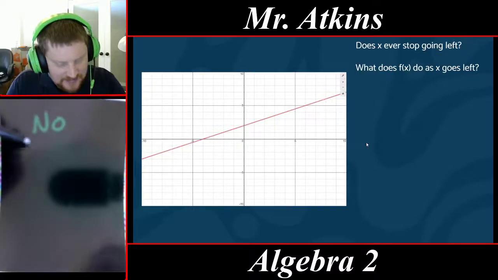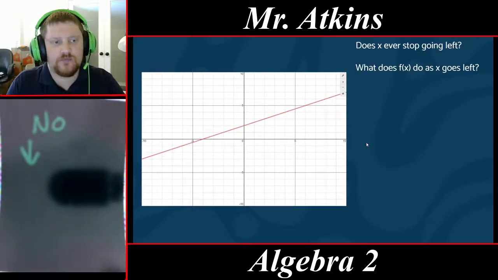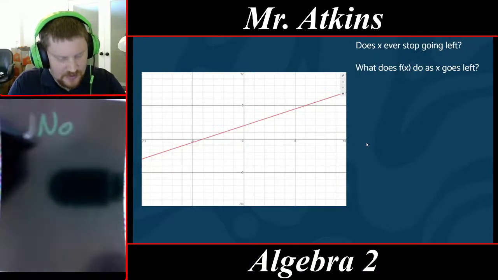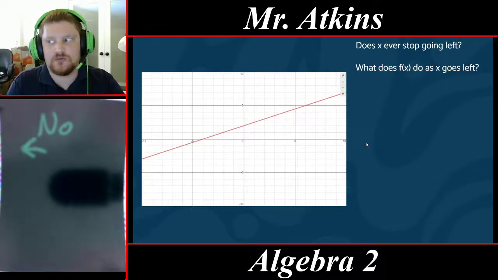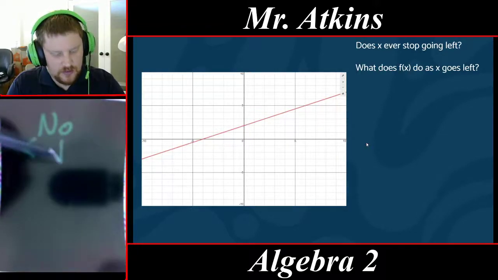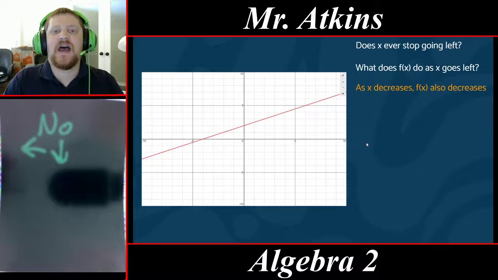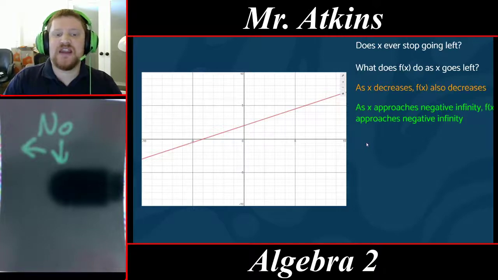As x moves to the left, what does the graph do? Well, it keeps going down. The way we word that is, as x decreases, f of x also decreases. Or, as x approaches negative infinity, f of x approaches negative infinity.